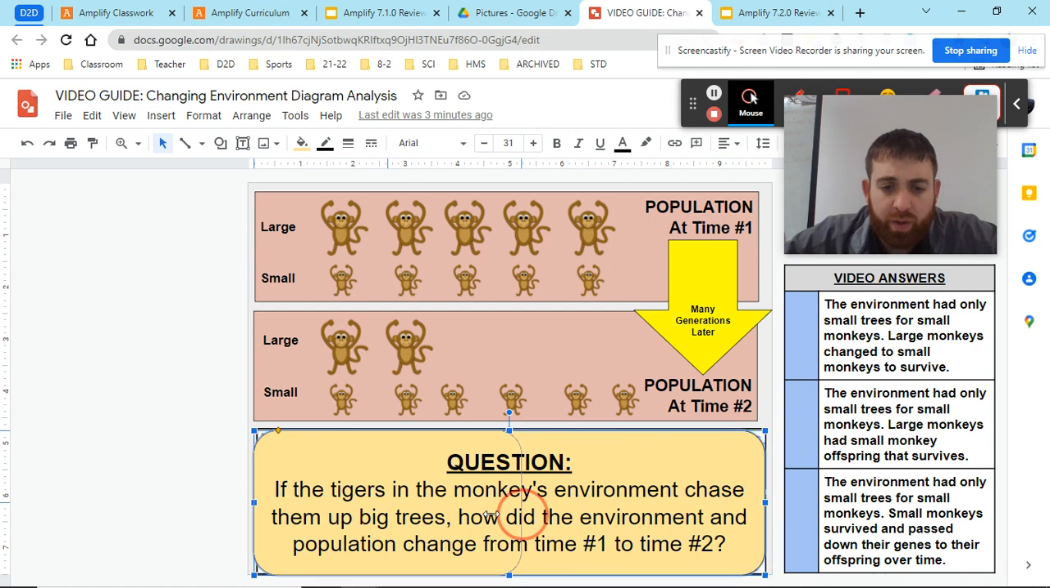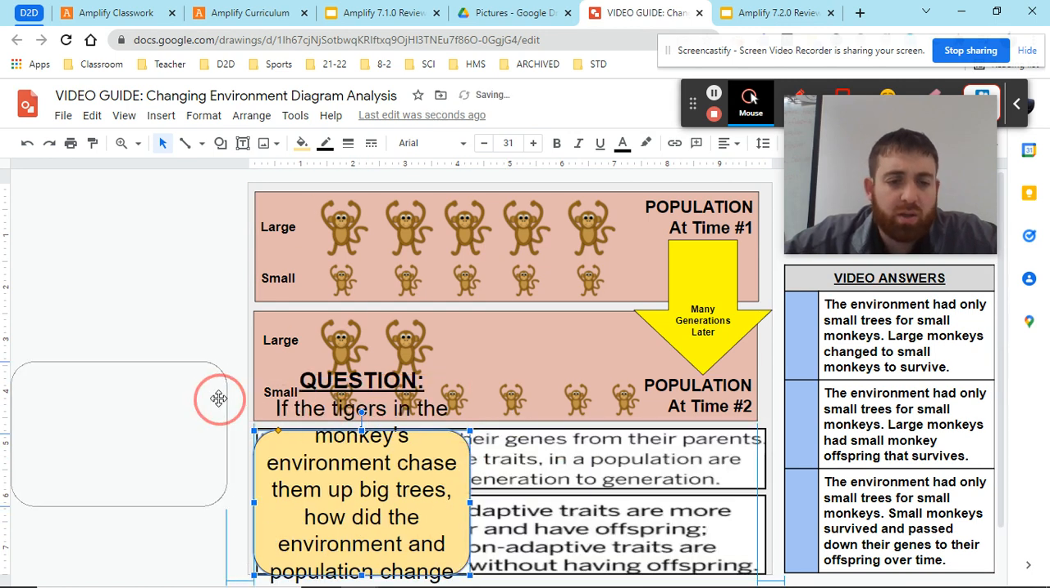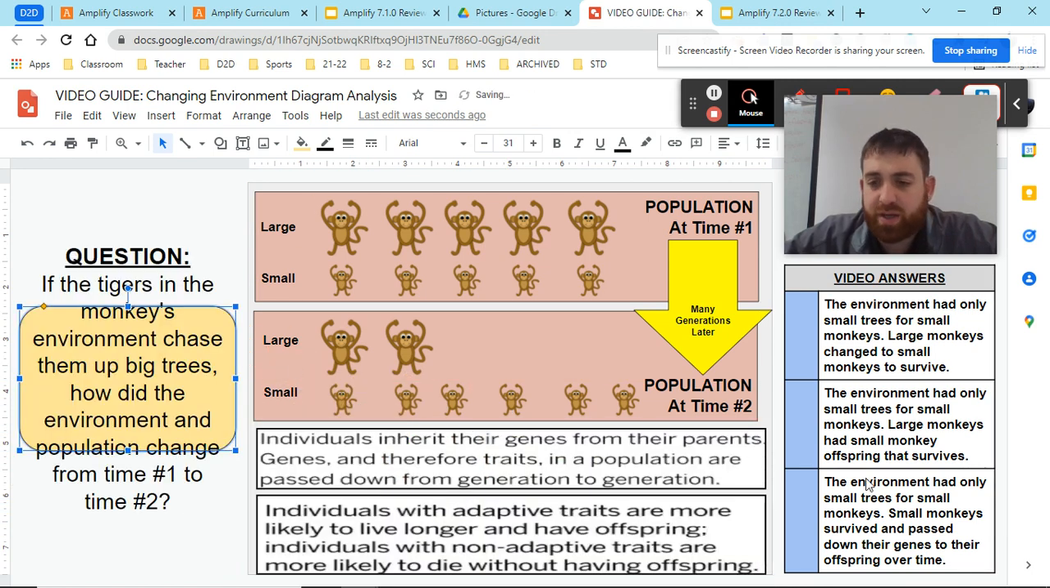Therefore, we know that with that small set of trees, these guys are going to have the adaptive trait and these guys are going to have the non-adaptive trait. So individuals with the adaptive trait are going to be more likely to live longer and have offspring. The larger ones are more likely to not; in this case, to be chased up the tree by the tigers. So the question then becomes, how is the population changing? Well, we know that individuals inherit their genes from their parents. Genes, and therefore traits in a population, are passed down.